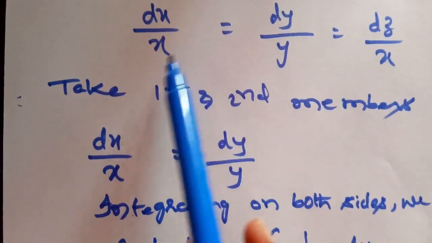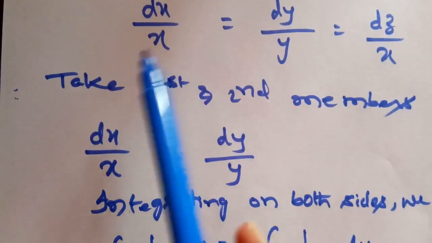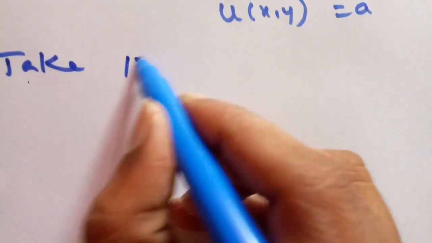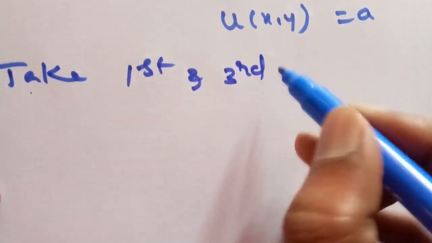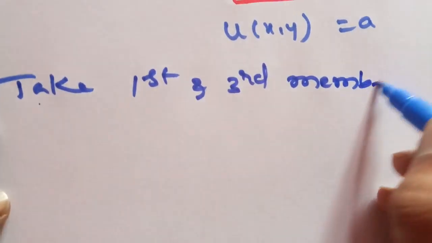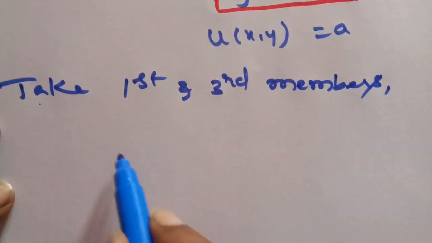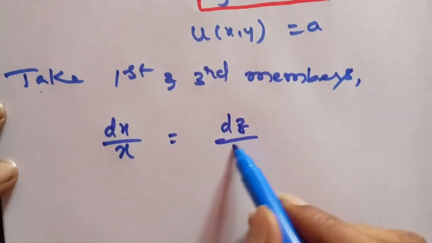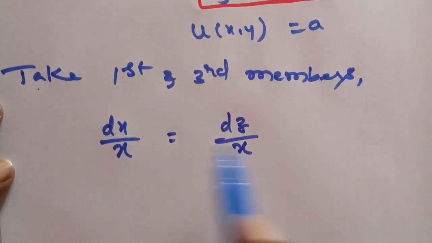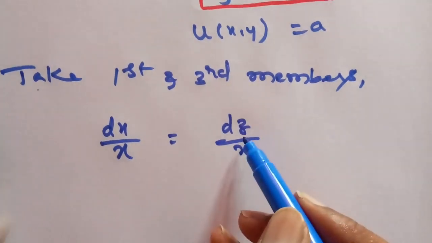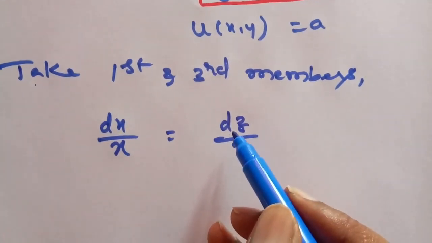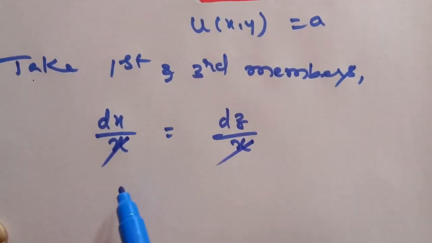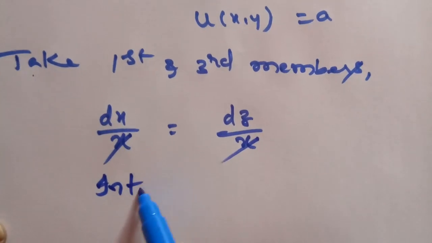So first and third member. Consider first and third member. Take first and third members. That is dx by x is equal to dz by x. Therefore, here if y involves, first try to eliminate it. Here there is no y other than x, z. Here x gets cancelled. Therefore, integrating on both sides.